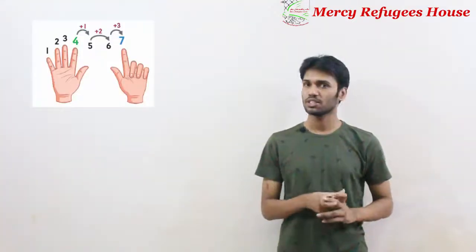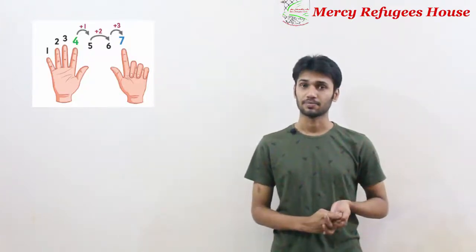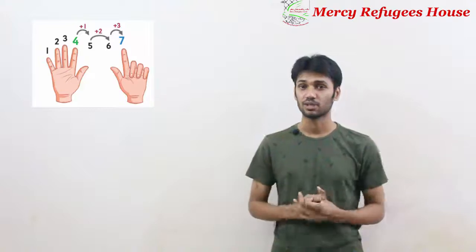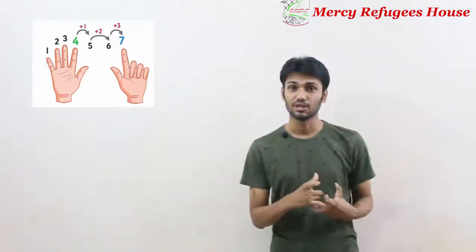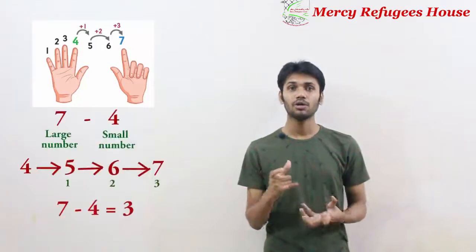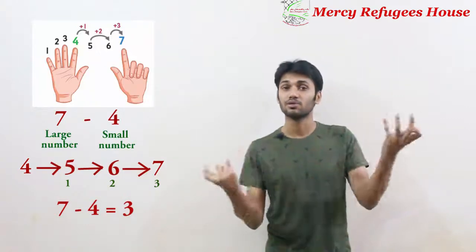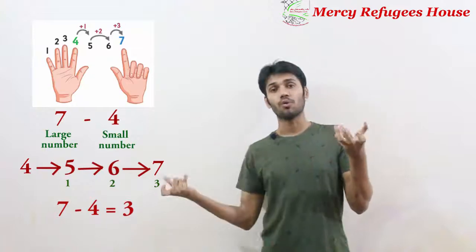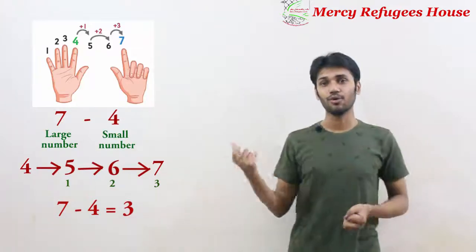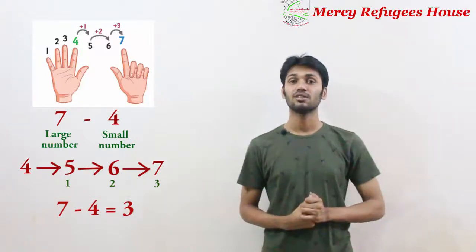There is another method of subtracting. What is it? It is counting. Just like addition, or plussing. When you are adding things, you count. Here you can do the same thing. This trick can be used when you are doing subtraction as well. Now look at this carefully. You have one large number and one small number in the subtraction. For example, 7 minus 4. 7 here is the bigger number and 4 here is the small number. 7 is the big number, 4 is the small number.